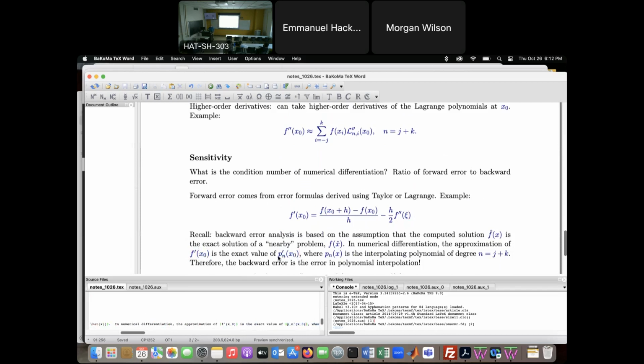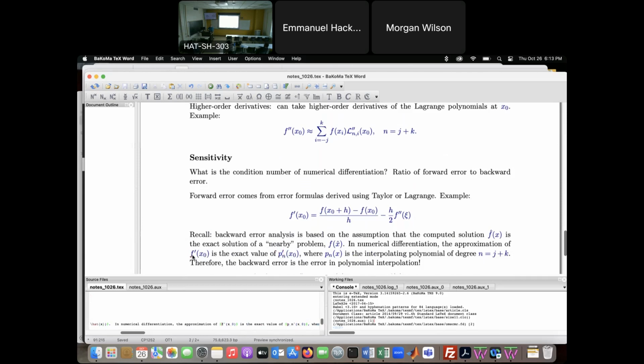So remember, backward error is the difference in inputs rather than the difference in outputs. If you remember the backward error related problems from homework 2, you have your exact value y, your exact output, and then you have your approximate output y hat. Then you have your true input x, and then you have your approximate input x hat. And the exact solution to that problem is your approximation.